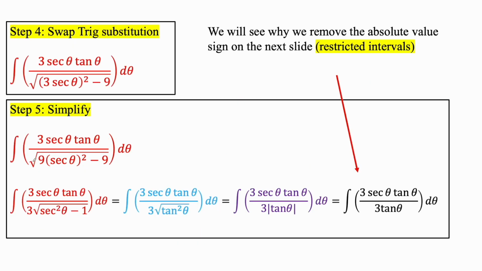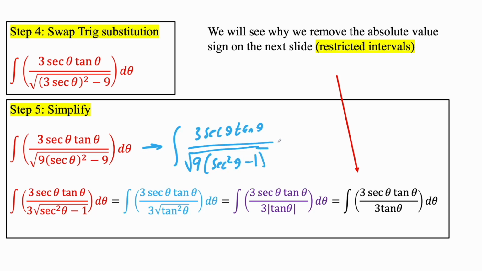Next, I see this is a square root 9. So what I'm doing is factoring a 9. So I didn't show the step, so let me show the step right now. So I have 3 secant theta tan theta divided by the square root 9 parentheses secant squared theta minus 1, close it, d theta. So this 9, if I use a distributive property, I'm going to get this.